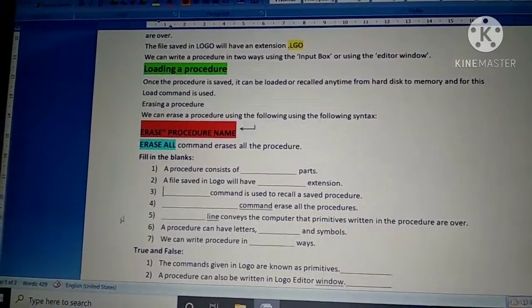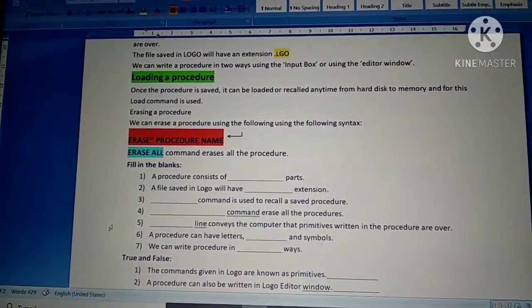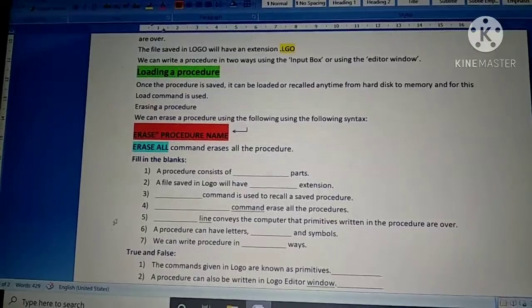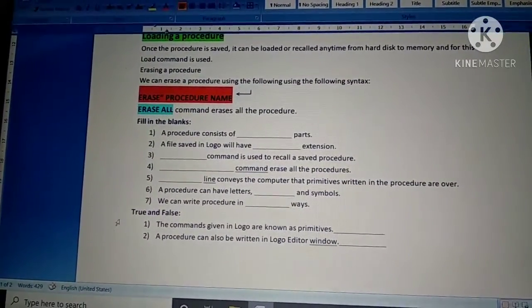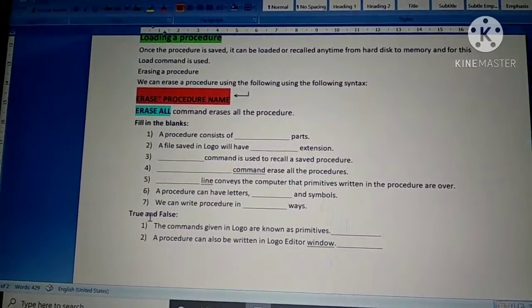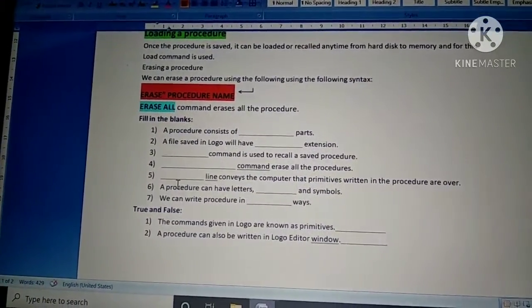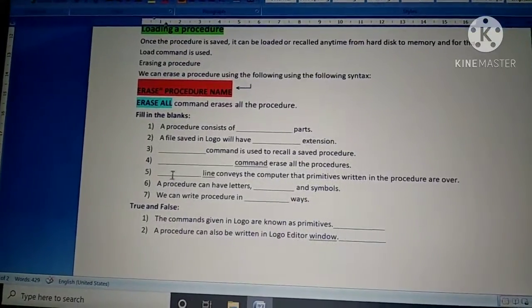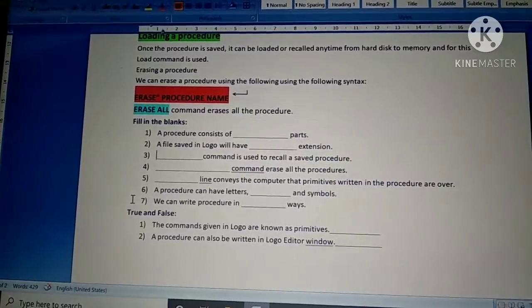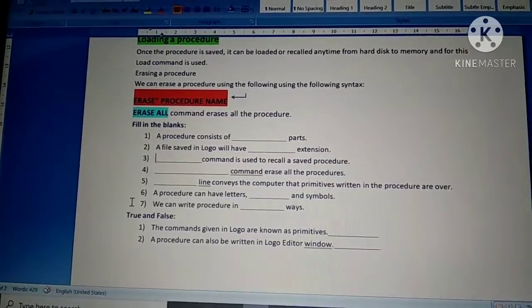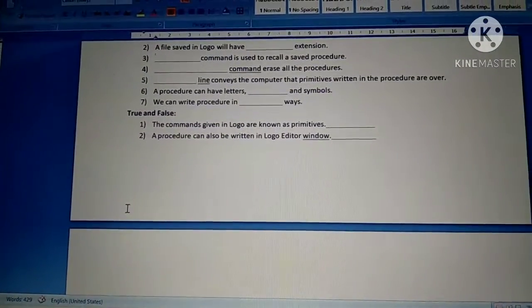Dash line conveys to the computer that the primitives written in the procedure are over. So the answer is end line. A procedure can have letters, numbers and symbols, so the answer in the sixth blank will be numbers. Seventh, we can write a procedure in two ways. I have already shown you that you can write a procedure using the input box or using the editor window.